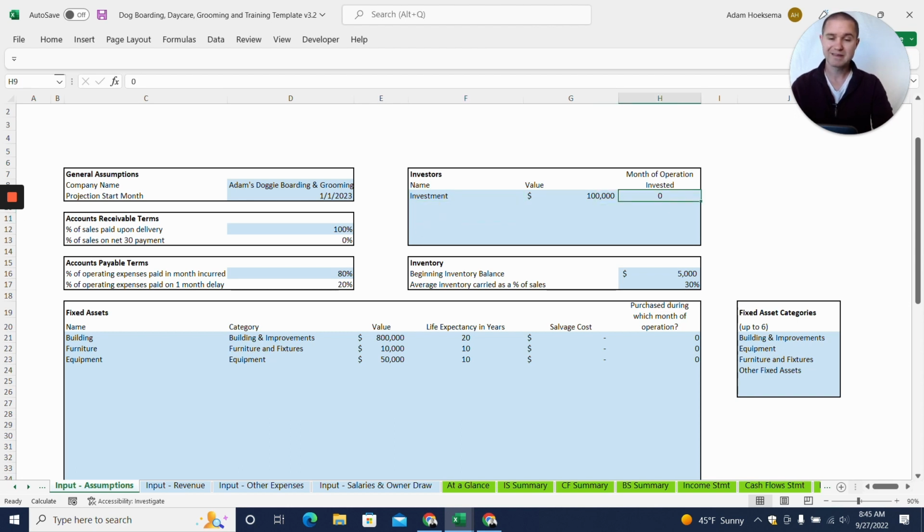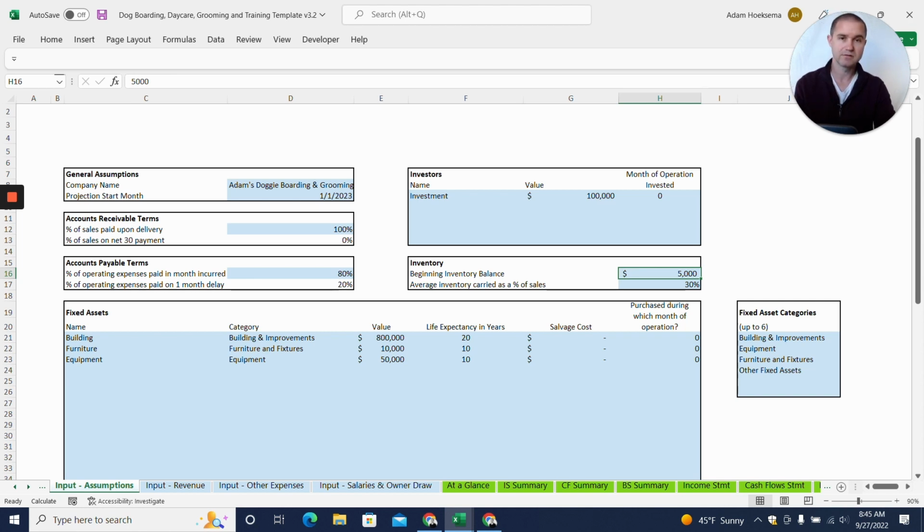Here you'll want to pick the number or what month the money's invested. We're saying here month 0, which means right away. We're putting the money in to start the business right in month 0. Accounts receivable: we're saying that 100% of our customers pay us upfront, basically, so we're not providing terms to anybody. And accounts payable: we pay 80% of our bills right away, 20% we pay on a 1-month delay because our suppliers give us terms. You can put the initial amount of inventory that you have on hand.